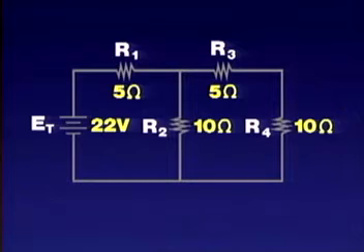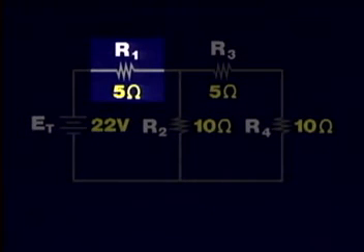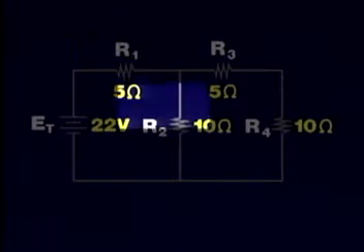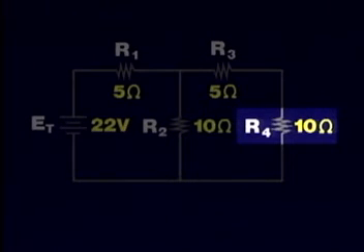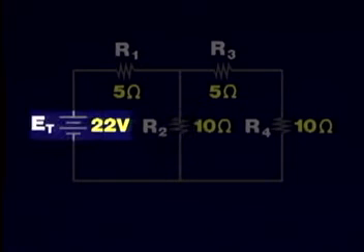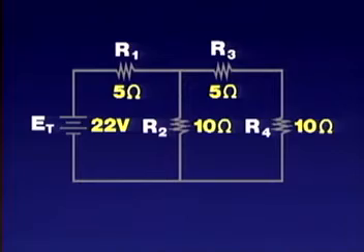This schematic represents a series parallel circuit. The circuit has 4 resistors. The first, labeled R1, is 5 ohms. R2 is 10 ohms, R3 is 5 ohms, and R4 is 10 ohms. In addition, the total voltage of this circuit is 22 volts. Given this information, you can determine all values for this circuit.